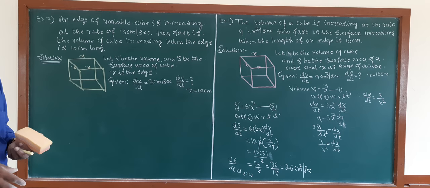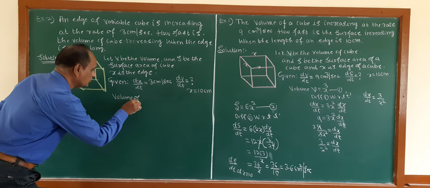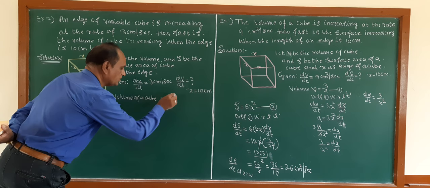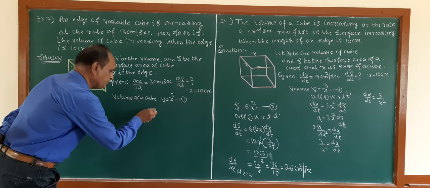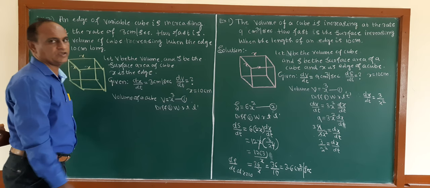So the volume of a cube is V is equal to x raised to 3. Equation number 1. Differentiate equation number 1 with respect to t, since x changes with respect to t.